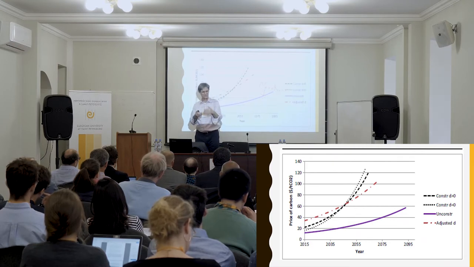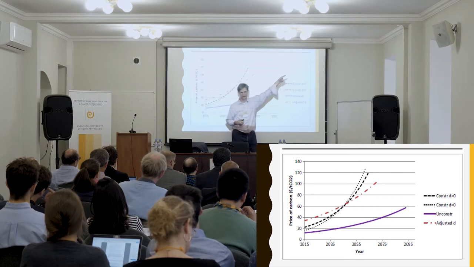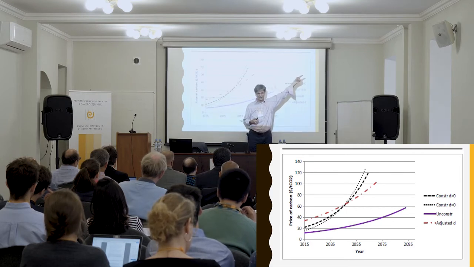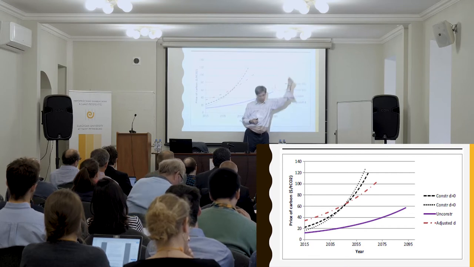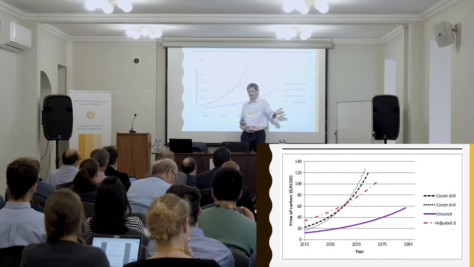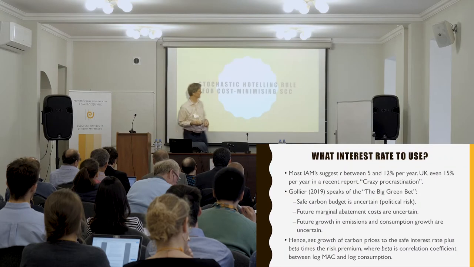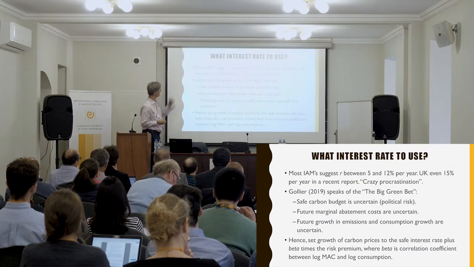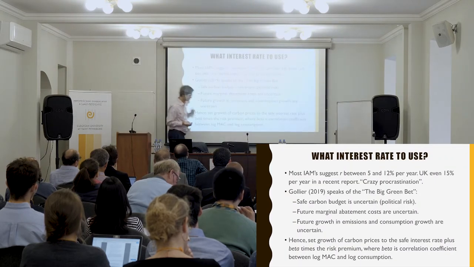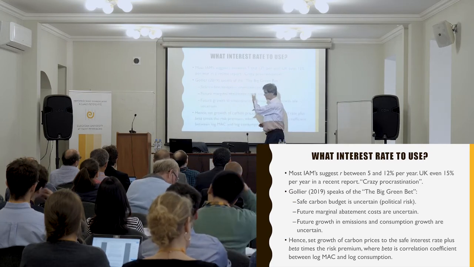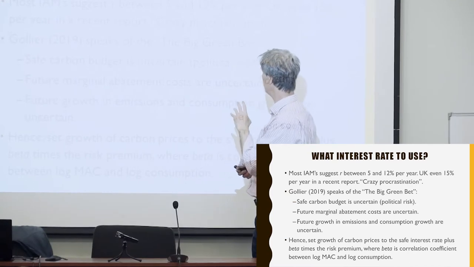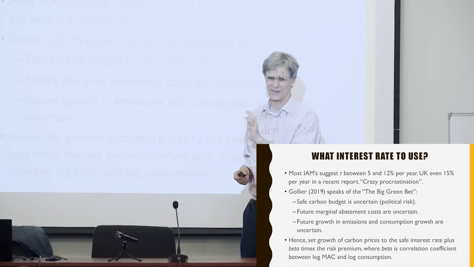So it's partially to do with the Hotelling logic, because if you pin down the tail at the end very far away, pinned down by the marginal abatement cost at the point of full decarbonization, and then you roll it back at the rate of interest, you might get something out of that, but would you buy? No. These look a bit more reasonable, but the question is, what interest rate to use? Christian has a lovely paper, and I would call it crazy procrastination.